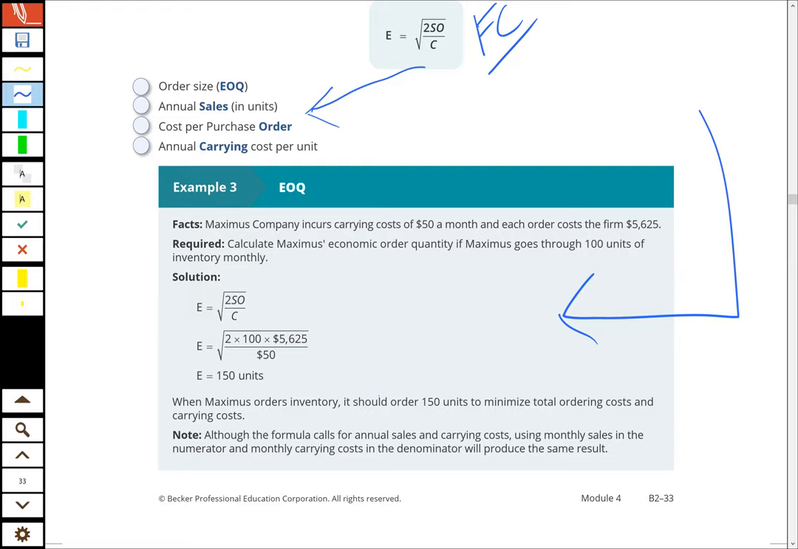I see. So they used monthly and monthly? Yeah, cost and... okay. So sorry about that.